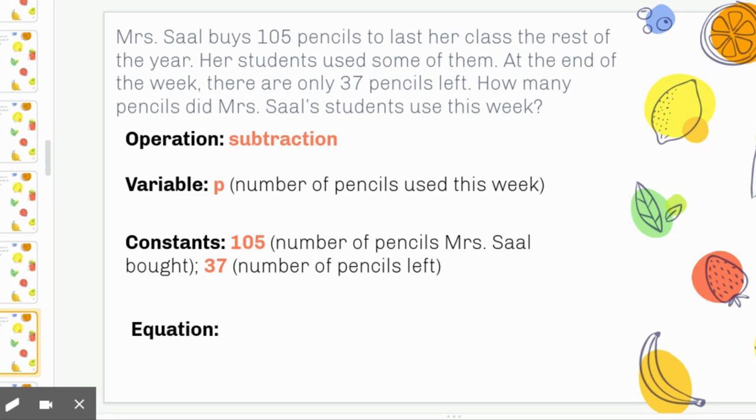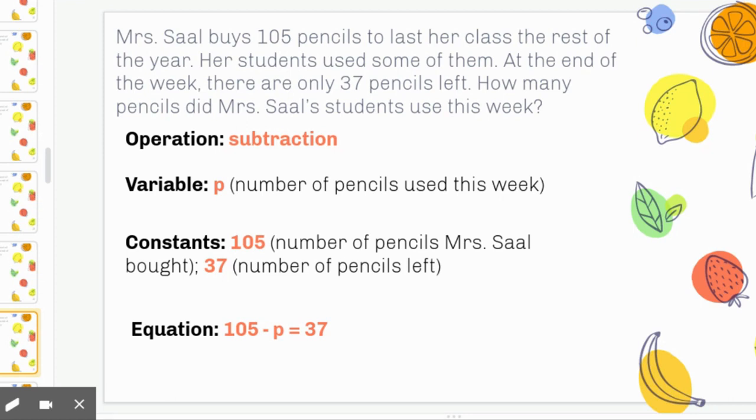So now the last step is we need to decide on the equation. Because we know that Mrs. Saul started with 105, that should probably be the first number in our problem. And because we know she ends with 37, whatever we have will probably equal 37. So the best equation for this problem is 105 minus P equals 37. That means she started with 105 pencils. Her students used some. We don't know how many they used. They took away P pencils, and she's left with 37.